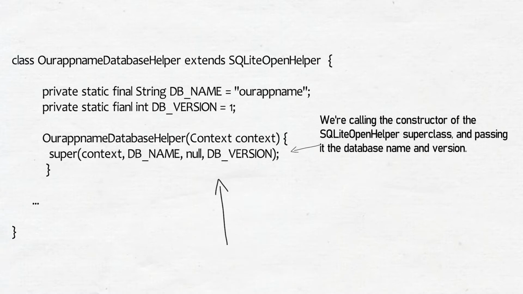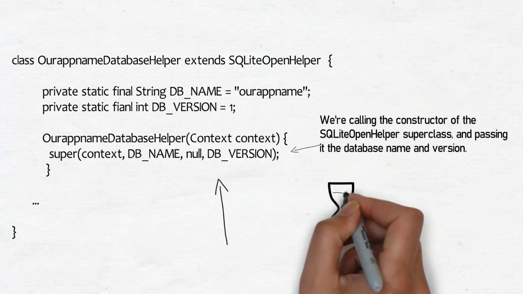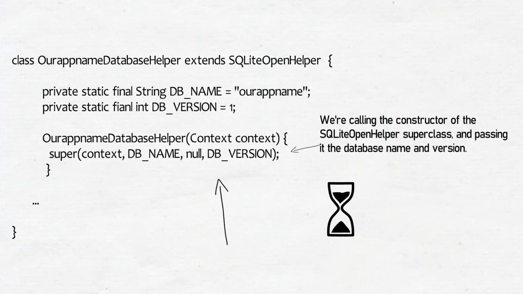The constructor specifies details of the database, but the database doesn't get created at that point. The SQLite helper waits until the app needs to access the database, and the database gets created at that point. Once you have told the SQLite helper what database to create, you can specify its tables.